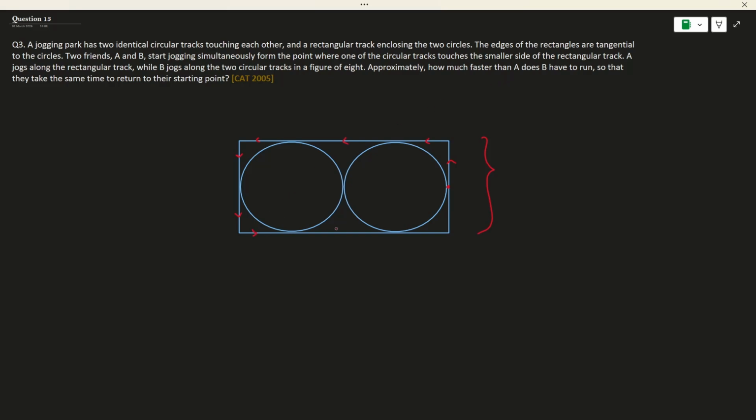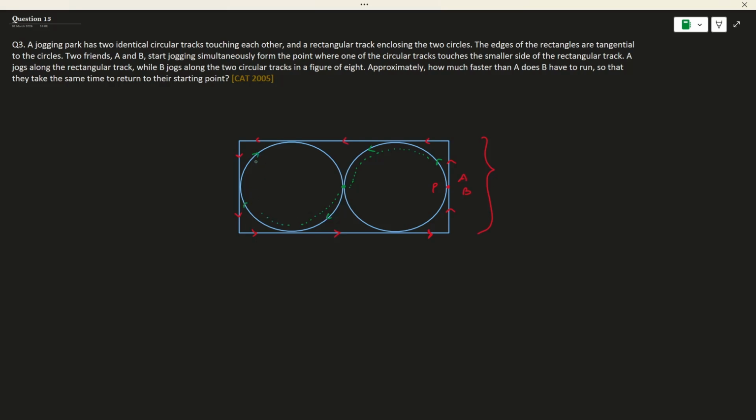Understood. Got it. Okay, let us say A is walking in this direction. Both A and B start from point P. Let's say this point is P. A is traveling along the edges and B is traveling like this. Then he will reach here. So after he reaches this point, he will change the track. He will come in this direction.